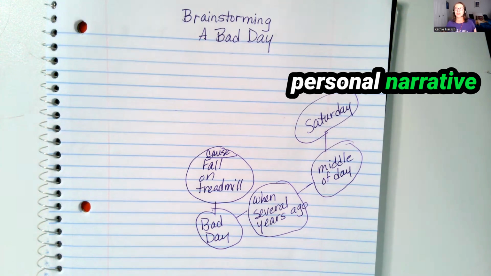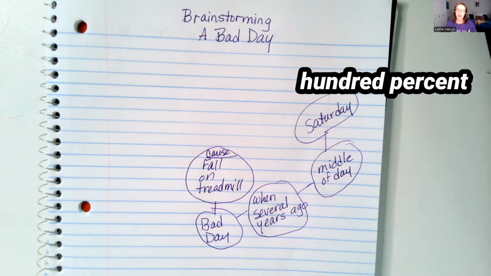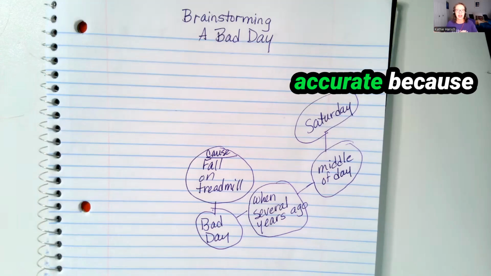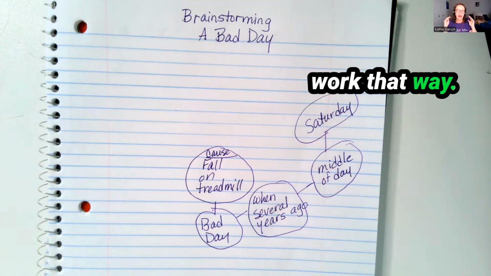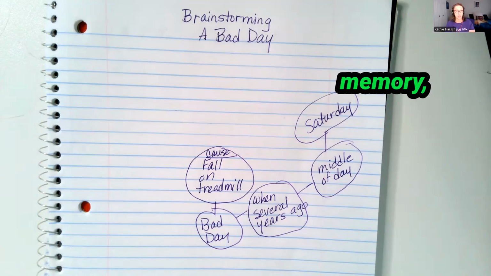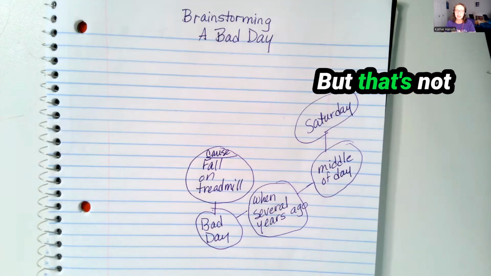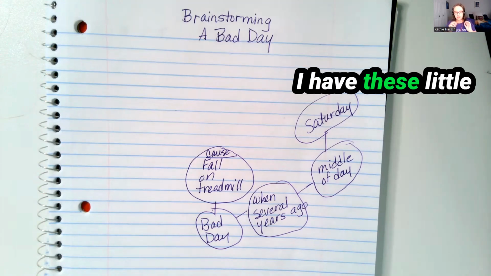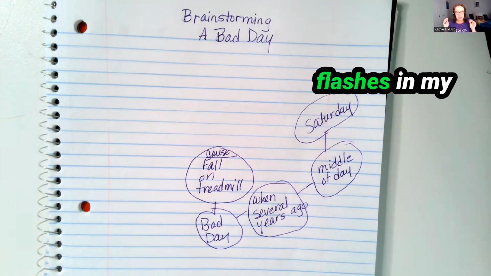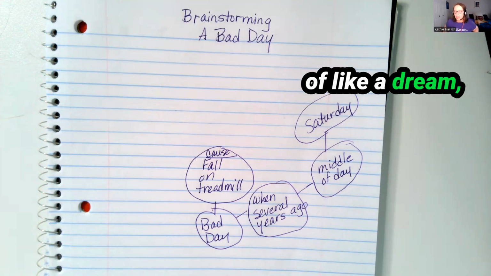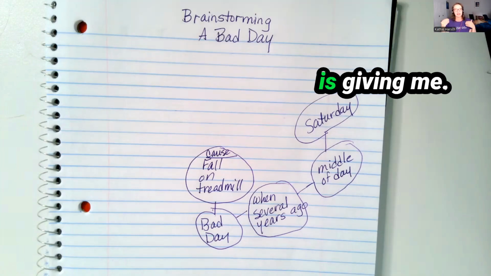Think of personal narrative as an impression of the day, not necessarily 100% accurate, because our minds, our memories don't work that way. Some people do have perfect memory, like they can remember every small detail, but that's not most of us. I have these little itty bitty bits of flashes in my brain, I guess, sort of like a dream. And I have to go by the clues that my brain is giving me.